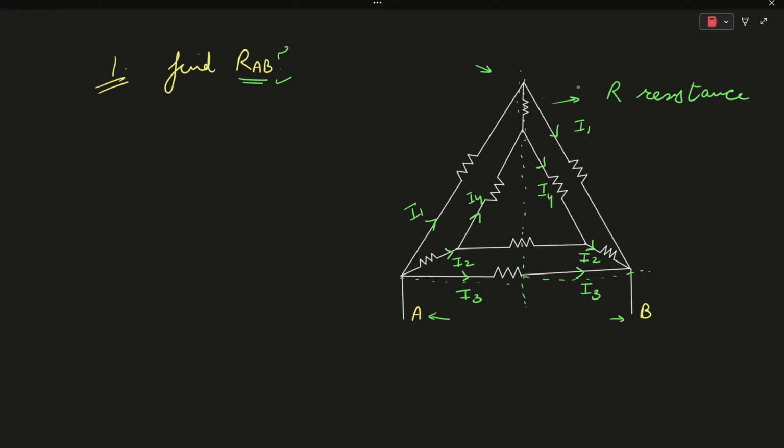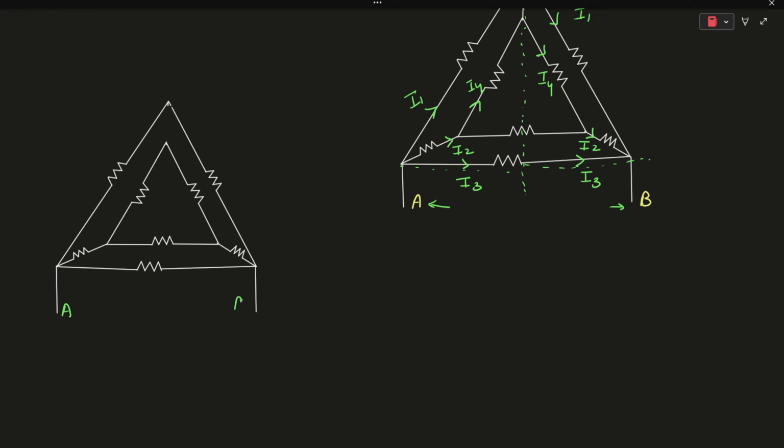We know one more thing, that if a branch coincides with this particular vertical plane, then the current flowing from that branch will be equal to 0. So the current flowing from this branch will be equal to 0 amperes, and it will work as an open circuit. So this will be the simplified version of this particular electrical network.